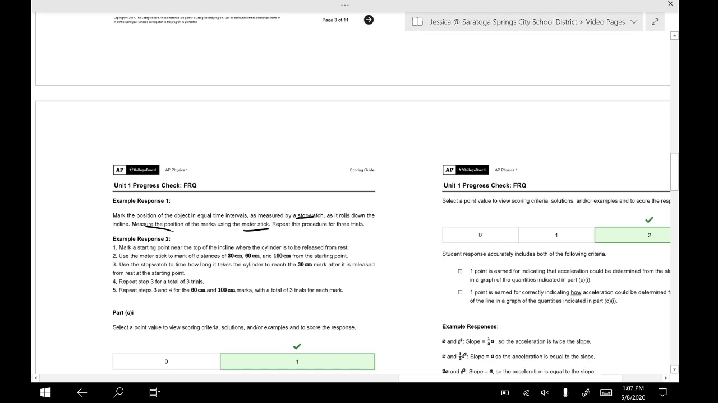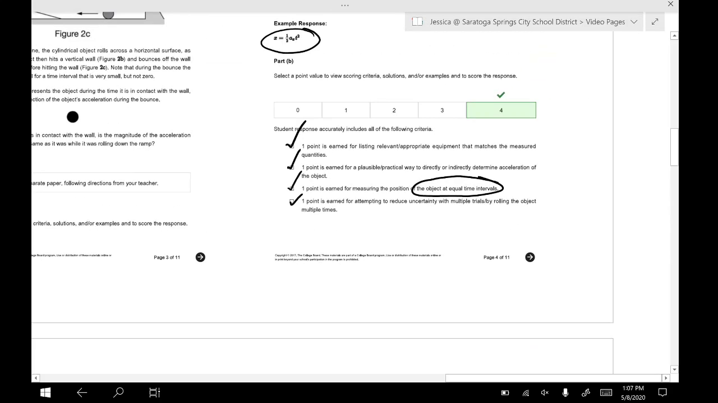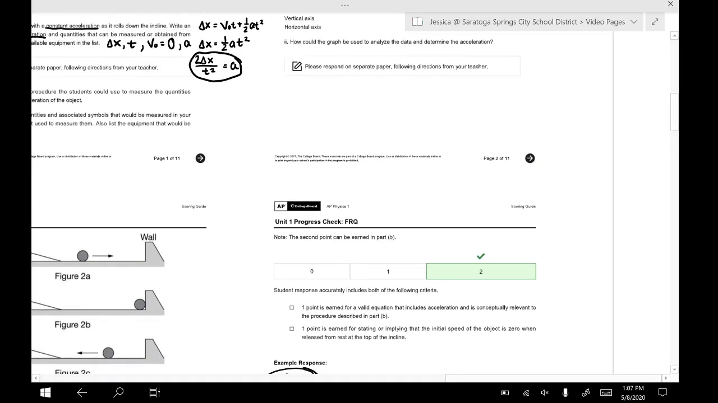Oh, yeah, okay. So their example 2 response is exactly what I said. So I get that point. So I get all 4 points. Whew, scared myself for a second.